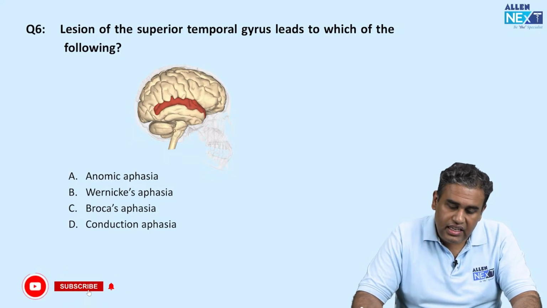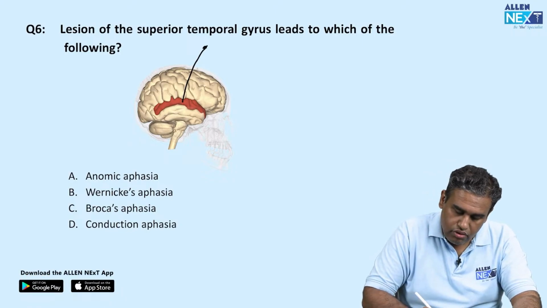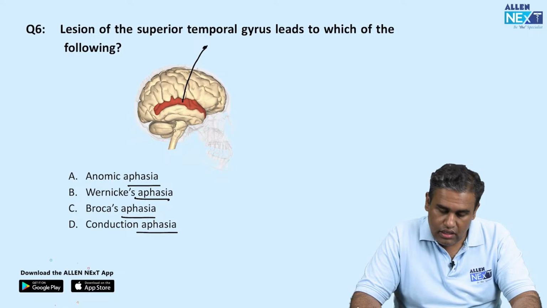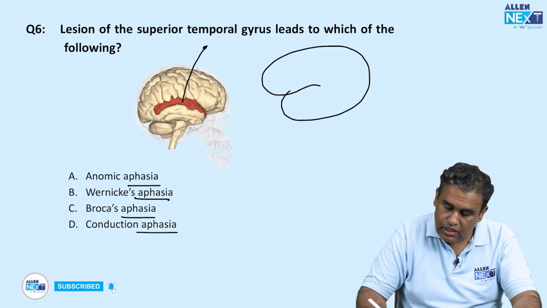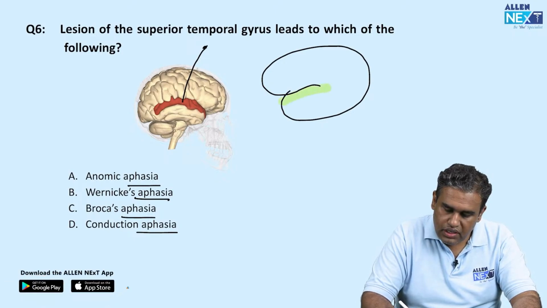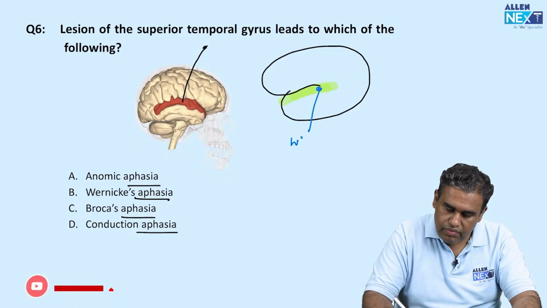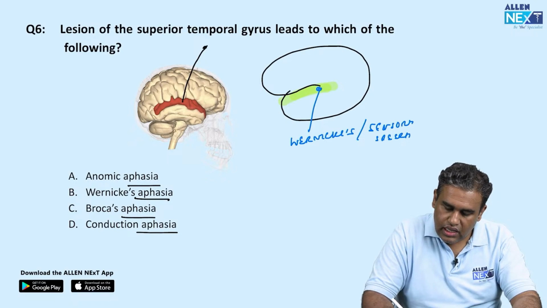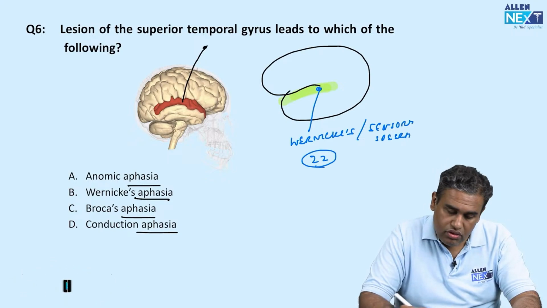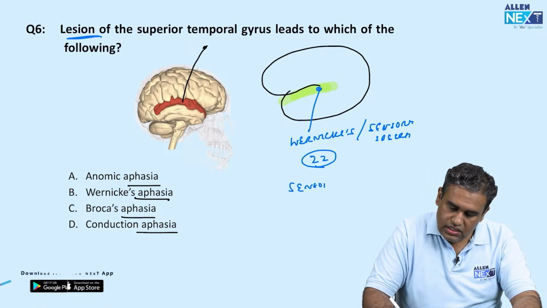Lesion of the superior temporal gyrus, which is already labeled over here, leads to which of the following? The four types of aphasias are given over here. If you look at the brain, imagine the left cerebral hemisphere. This is the temporal lobe, this is the superior temporal gyrus. The speech center over here is Wernicke's area, also known as the sensory speech area, having the Brodmann number 22. Therefore, a lesion over here will lead to a sensory aphasia.